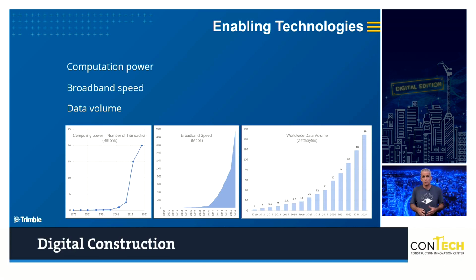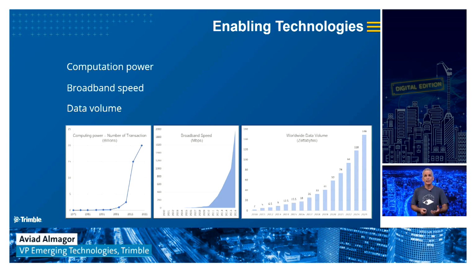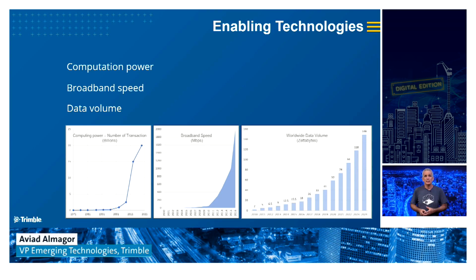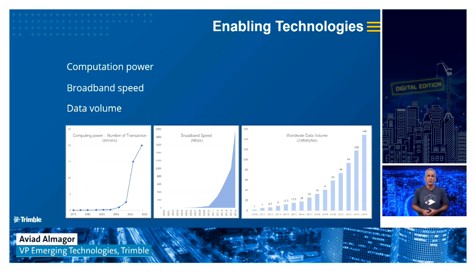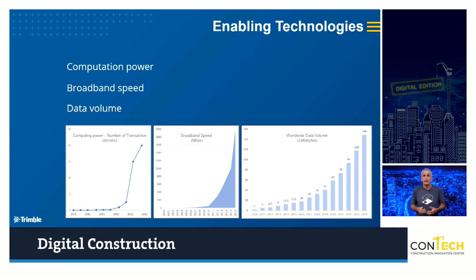The second is broadband speed. Remember this image we presented with all the remote sites. In order to make decisions, we need to make sure that decision makers can get the data from the site in real time. And the third is data volume, big data. We have enough data today to utilize AI and machine learning to produce insights, predictive insights, and even prescriptive insights to improve the decision-making process.